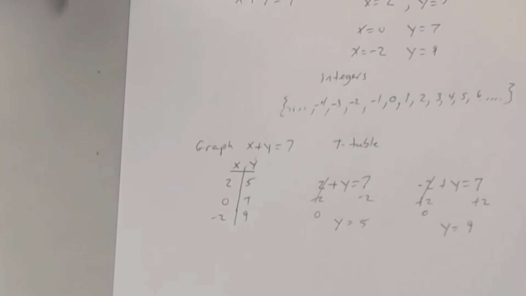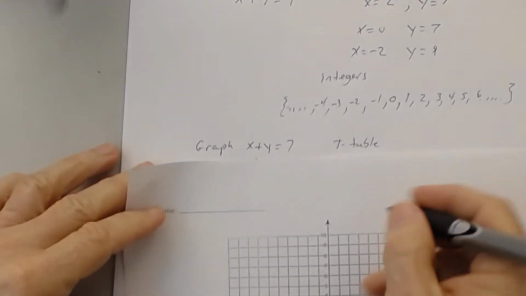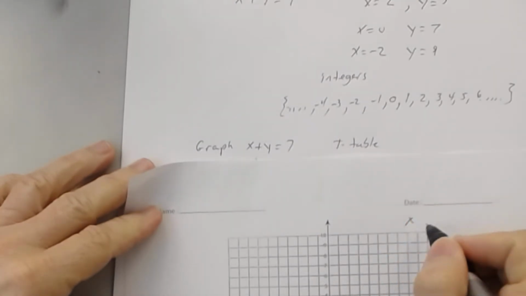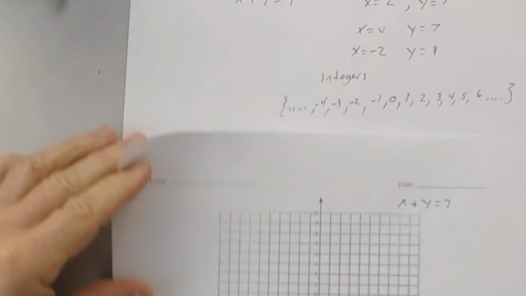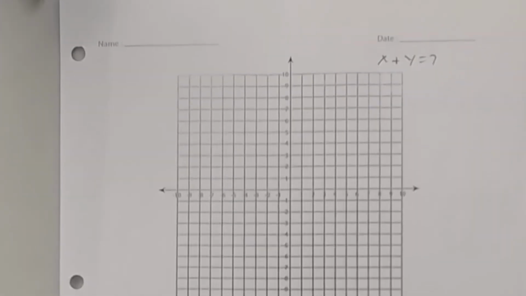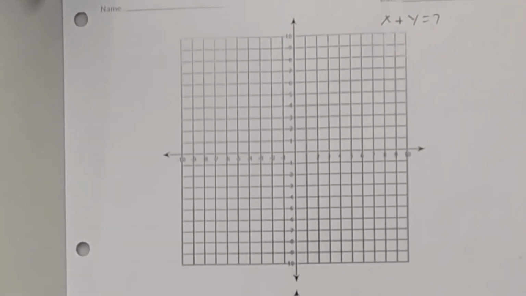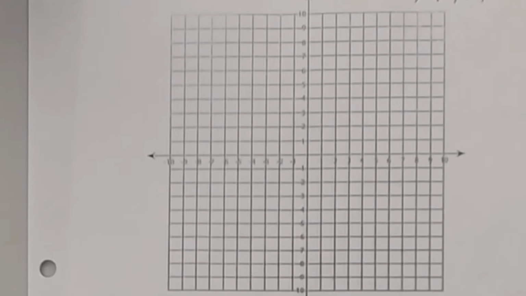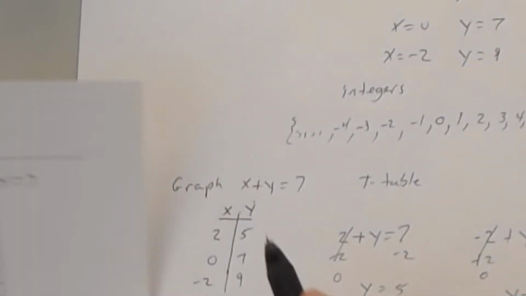So at this point, if we start plotting those points in our coordinate plane, go ahead and take out your grid. So we're going to graph x plus y equals 7. I might have to expand this on my end. You can see yours up here. Our first solution was that x was 2 and y was what? 5.